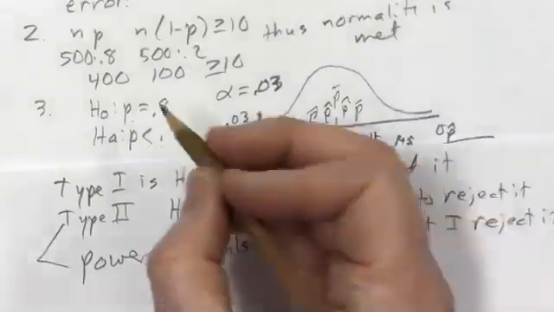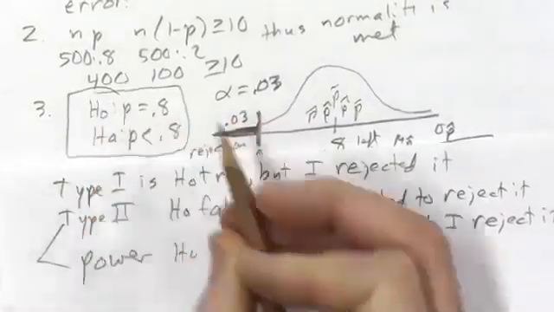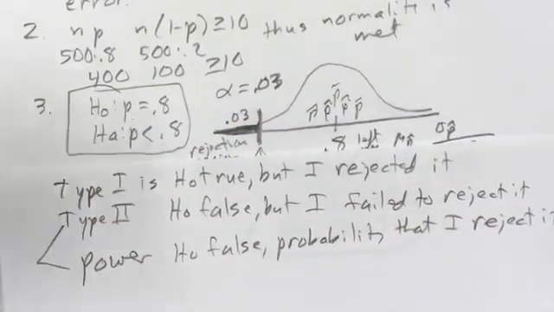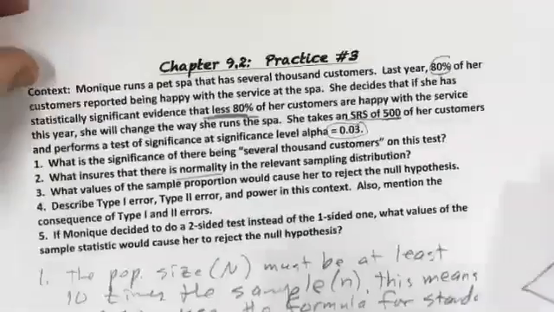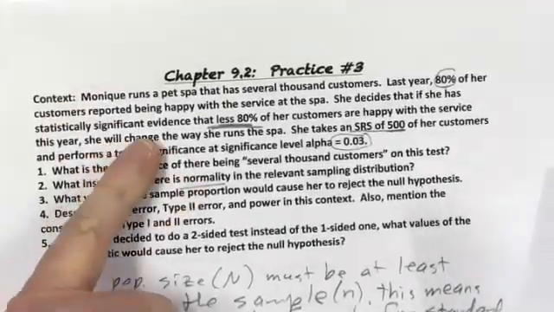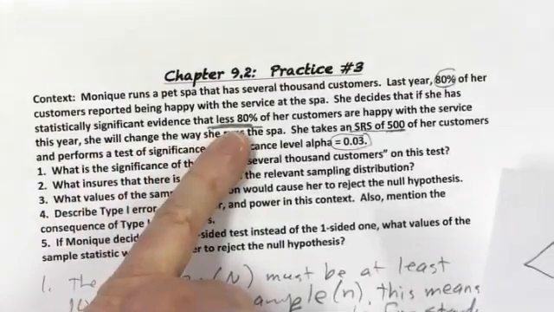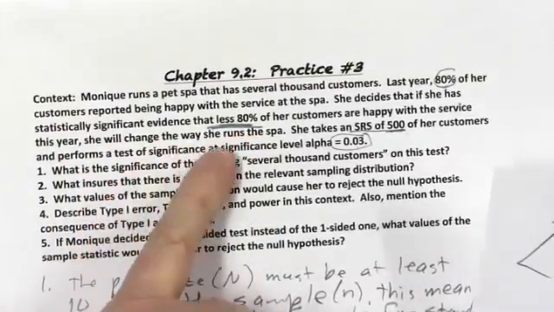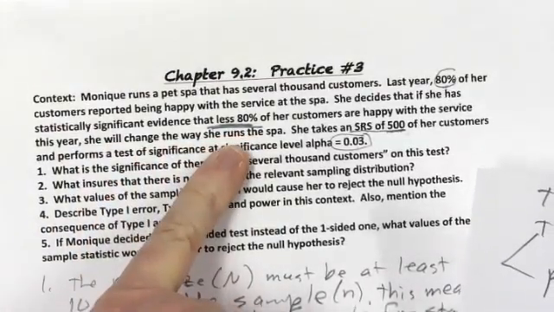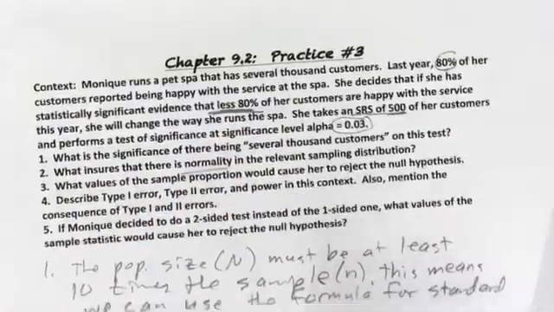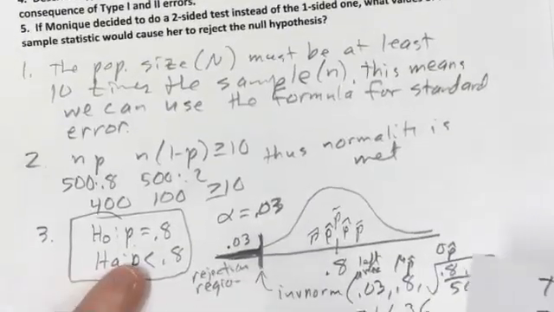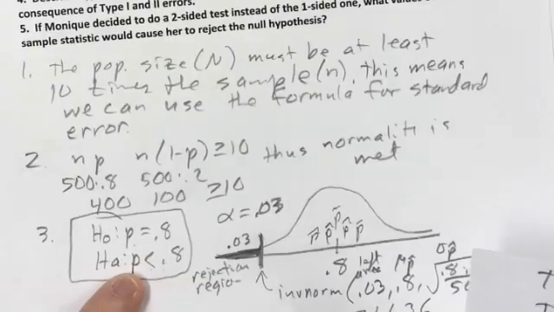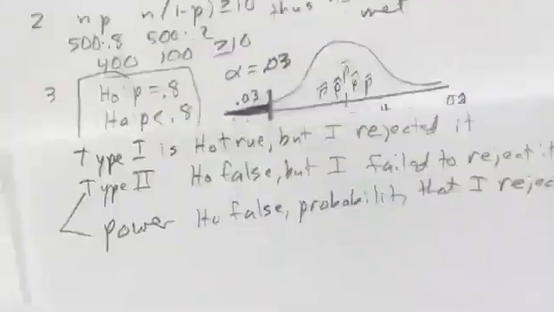So here are our hypotheses right here. So what is type 1 error? And by the way, when you read this problem, it says if she has evidence that less than 80% are happy, she's going to change the way she runs the spa. In other words, if in fact the alternative is true, if P is less than 0.8, she's going to change her spa.